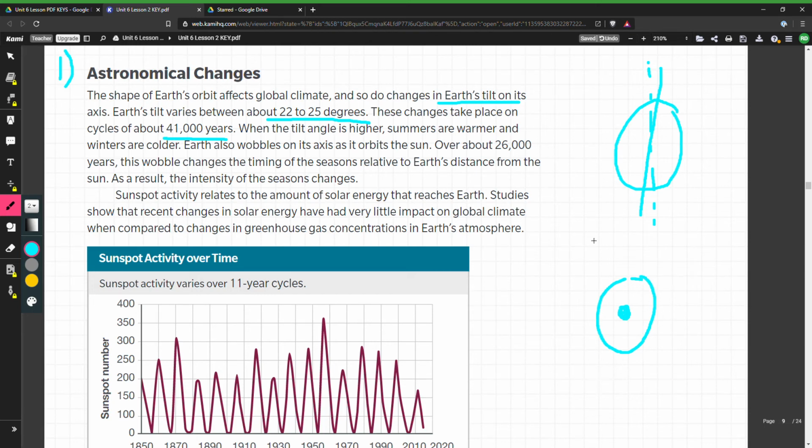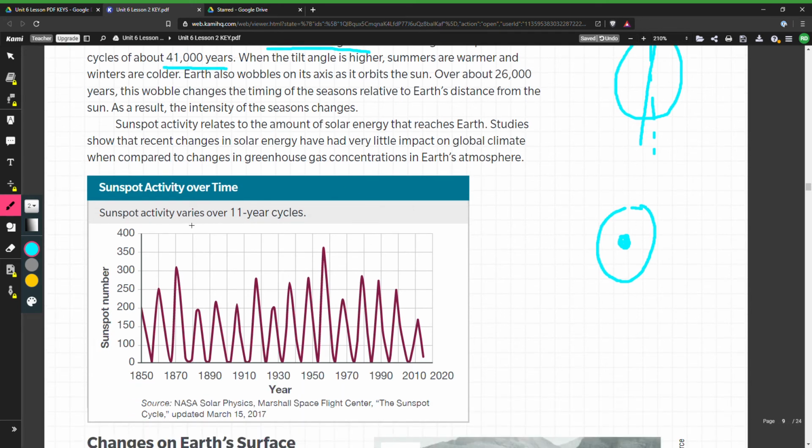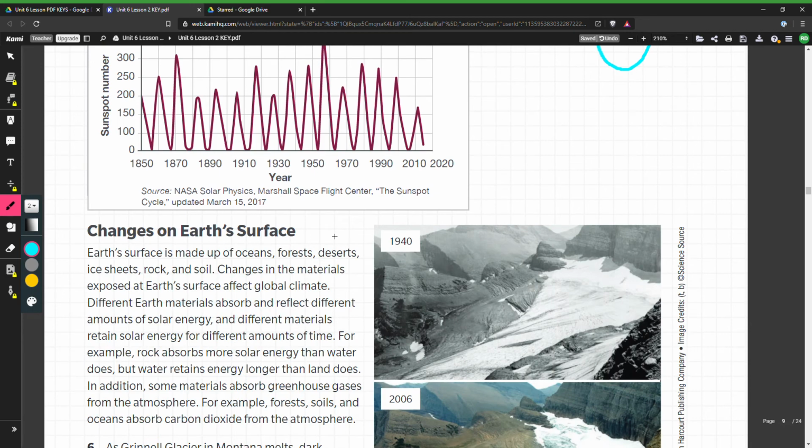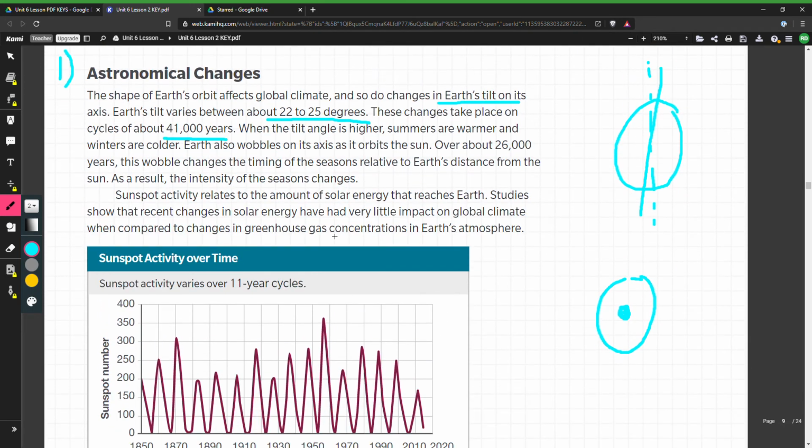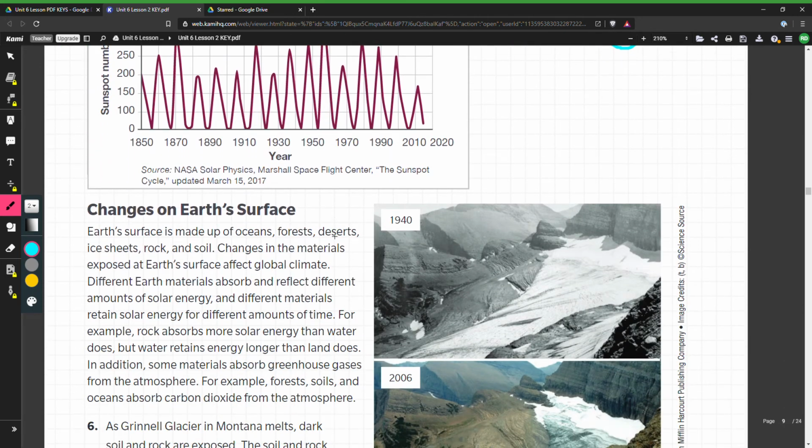So sometimes, depending on how that wobbling takes place, also the sun has 11-year cycles of sunspots, and they have found that when there's more sunspots, the surface is hotter, and so there are changes in the sun. Okay, those are some space-related things that have to do with our climate.